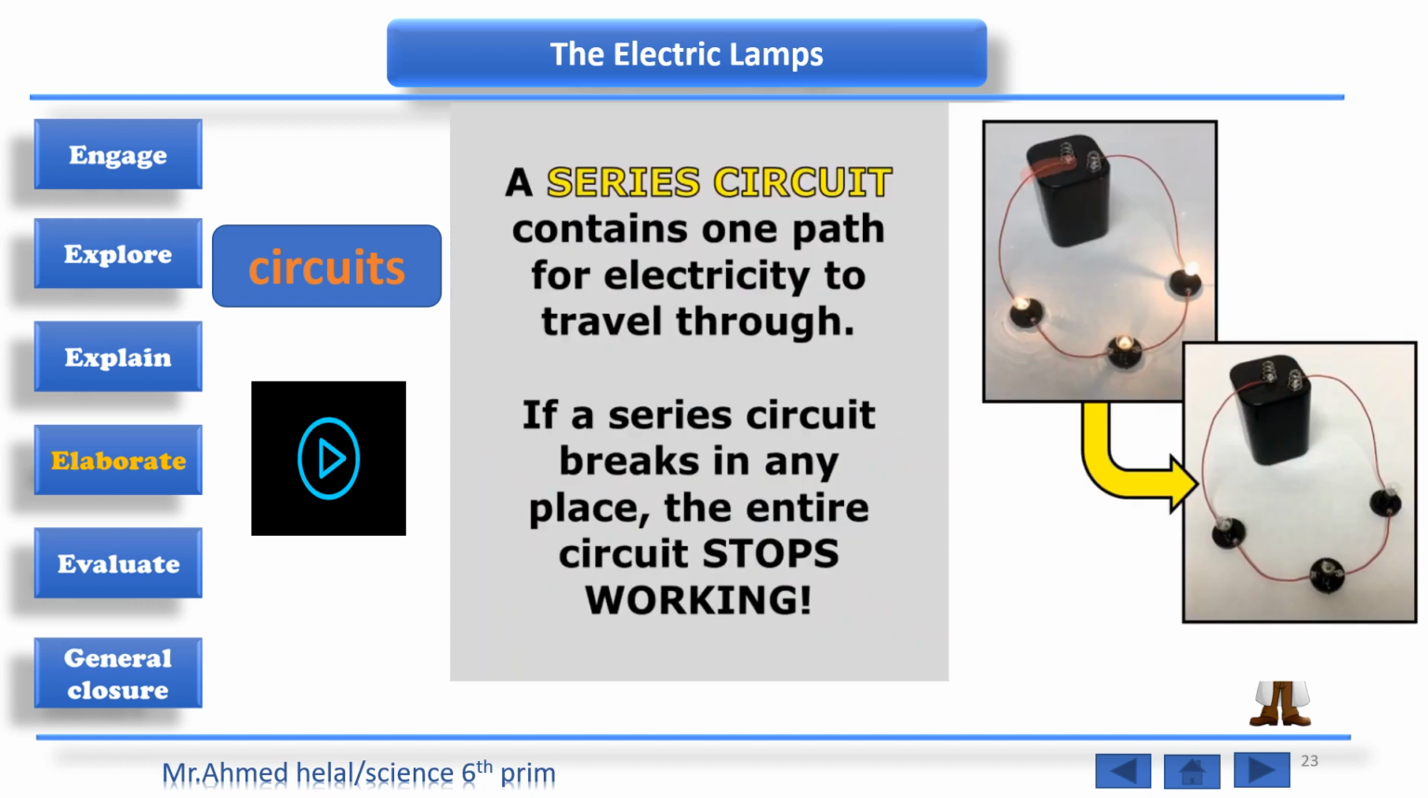A series circuit contains one path for electricity to travel through. If a series circuit breaks in any place, the entire circuit stops working. In this bottom picture, the middle bulb is broken, and that creates a small gap in the circuit. Now electricity cannot get from one side of the battery through the entire circuit and back to the other side because there's a gap. So all of the light bulbs have stopped working.